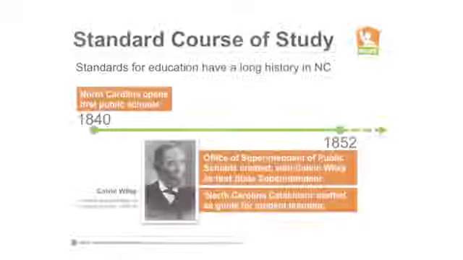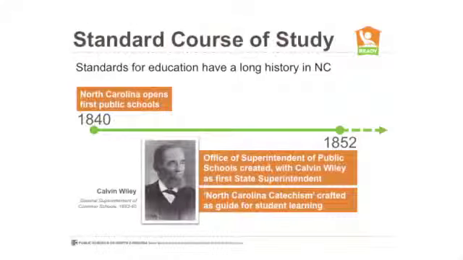Before I answer these questions, I want to review a short bit of history about North Carolina's standard course of study and that important tradition in our state. In 1840, North Carolina opened its first public schools. In 1852, the office of the Superintendent of Public Schools was created with Calvin Wiley as State Superintendent. He wrote what was called the North Carolina Catechism, and it identified what students should know and be able to do as a result of going to school for 4 months out of the entire year.